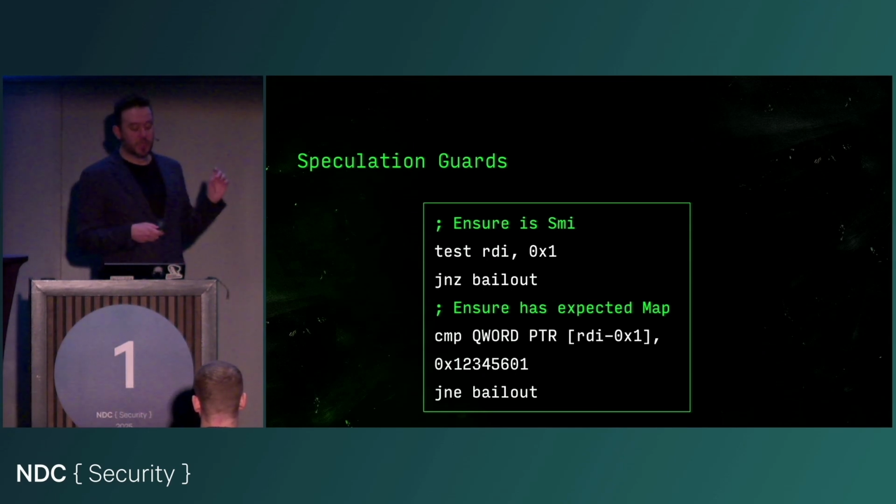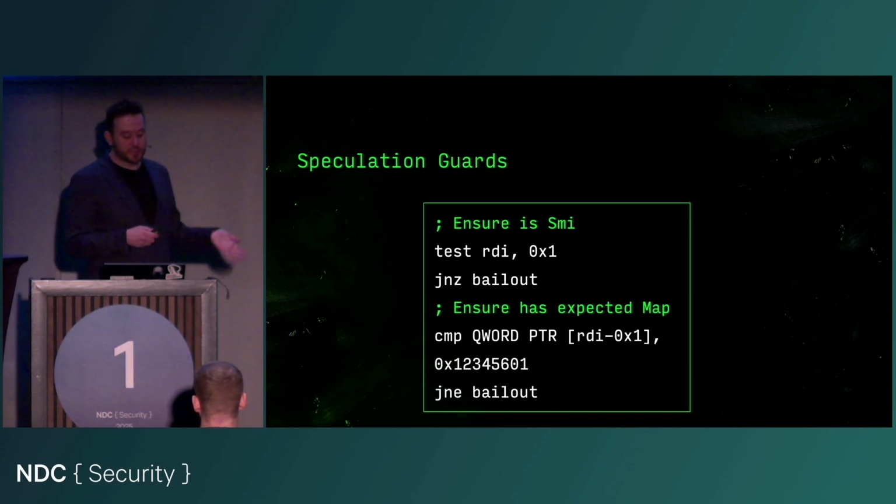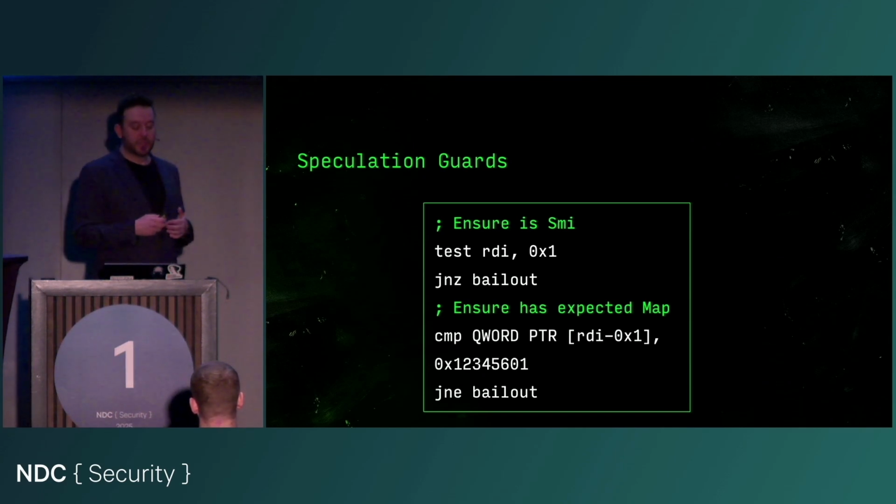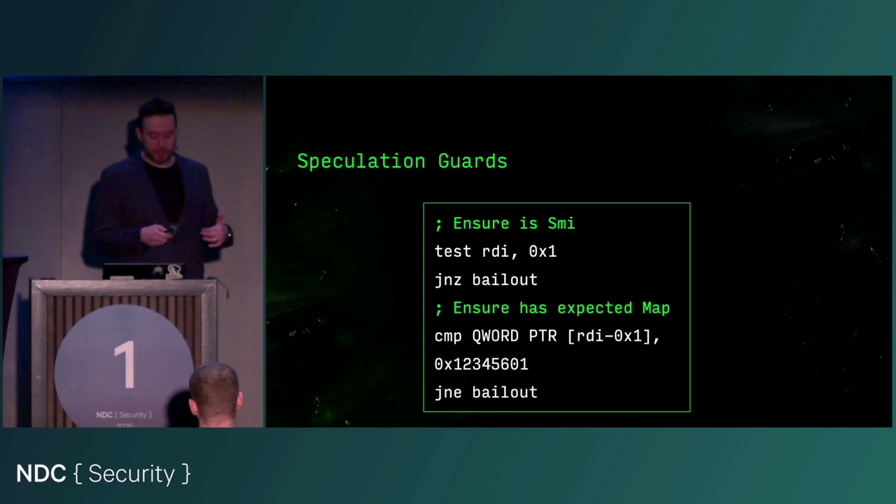In the first example, we ensure that we are dealing with a small integer. So we are testing whatever value is in RDI, and if the last bit is not one, we bail out. Sorry, if it has one, it bails out, meaning if we have a pointer, we bail out.